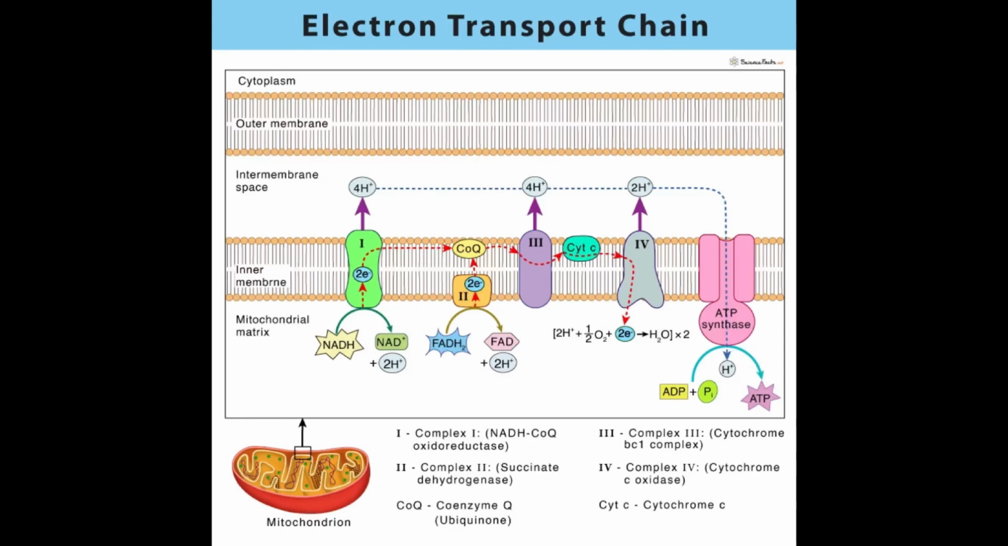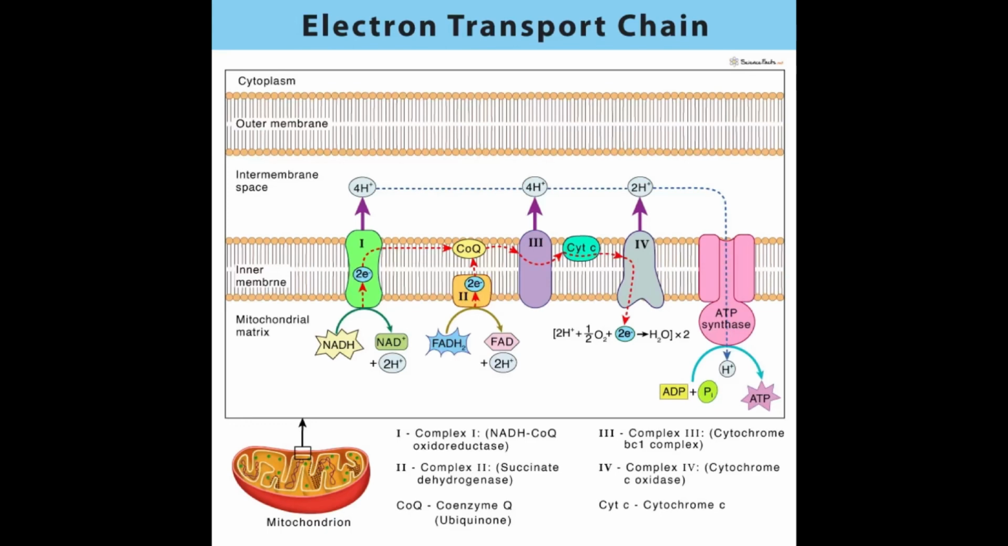Focusing on complex 1, complex 2, ATP synthase, and ATP produced. So complex 1, NADH dehydrogenase. Complex 1 is the first and largest protein complex in the electron transport chain. It accepts high energy electrons from NADH generated during glycolysis and the Krebs cycle, so sucking up those NADHs. As electrons move through complex 1, they provide energy to pump protons, hydrogen ions, from the mitochondrial matrix into the intermembrane space.